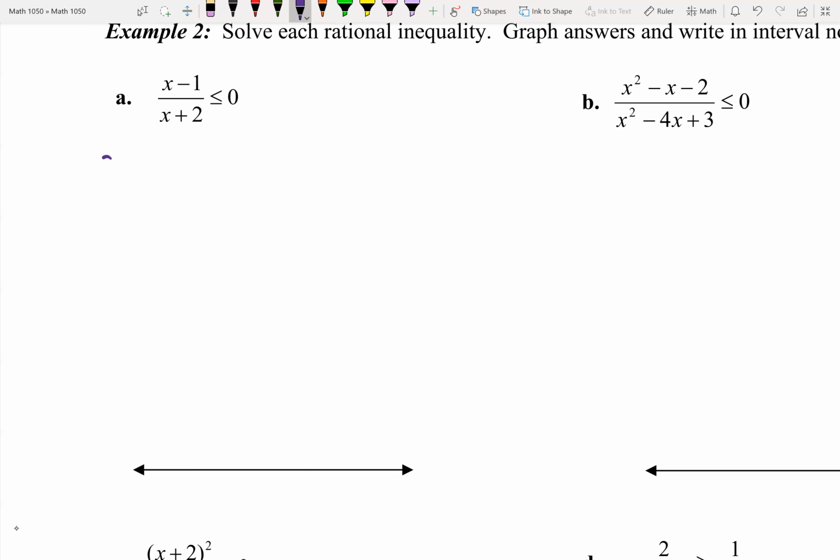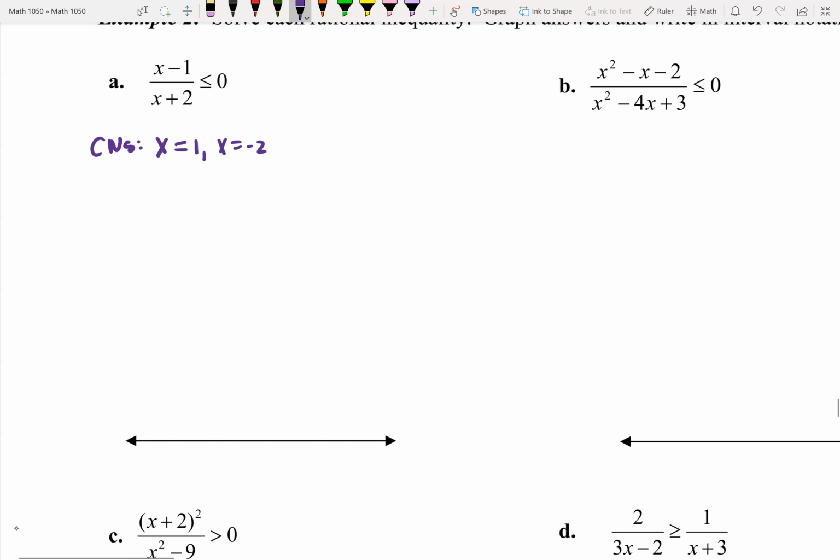So now we're going to list our critical numbers, and you do that by setting the top equal to 0, you get a 1, bottom equal to 0, you get a -2. So now I'm going to go to this number line. The -2 is over here, the positive 1 is over here. Now I skipped the restrictions. So what's the domain on that left side? Well, it's x cannot be -2.